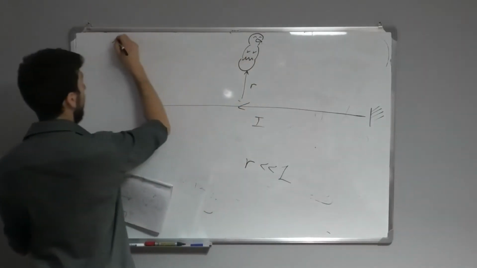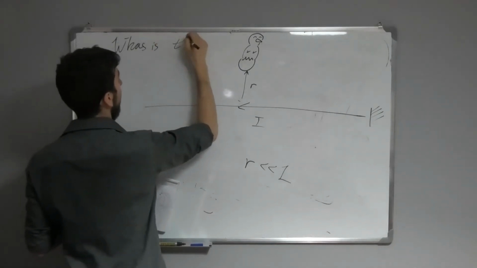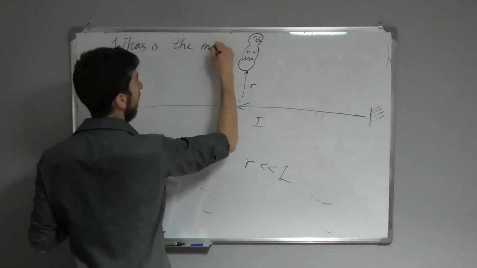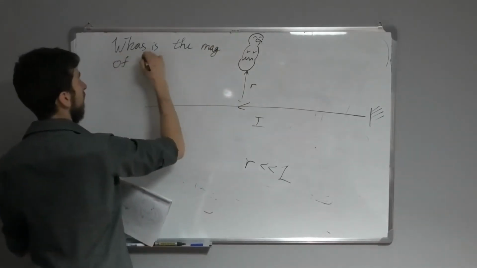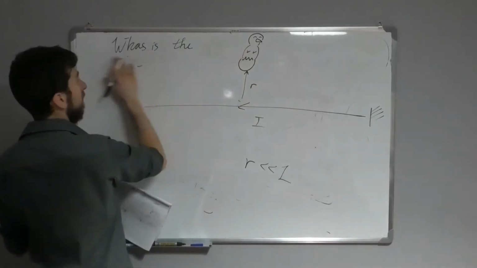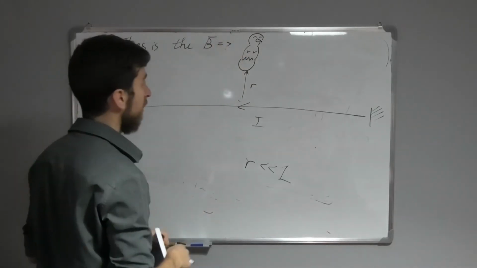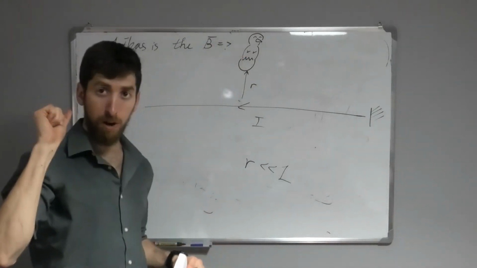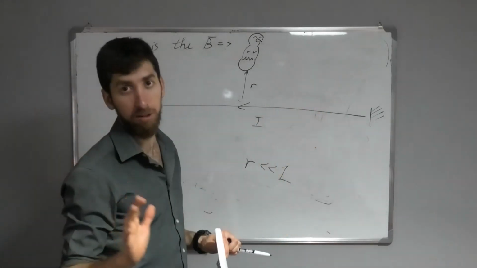What is the magnitude of B? No, you know what, let's find it as a vector. So we can use again the right hand rule, right? Put it on the wire. Be careful not to be electrified.